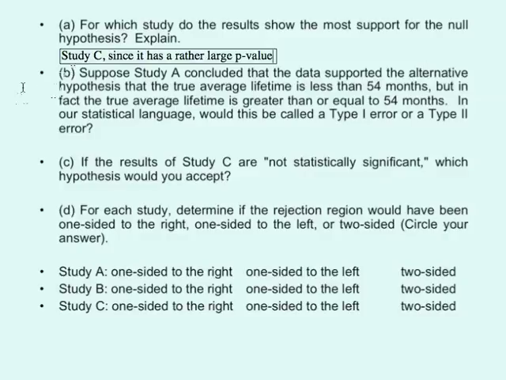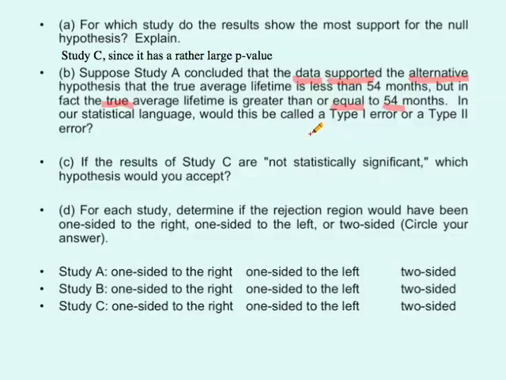What does Part B say? Well, in Part B, we say, suppose Study A concluded that the data supported the alternate hypothesis that the true average lifetime is less than 54 months. But in fact, the true average lifetime is greater than or equal to 54 months. So what did the data do? It supported the alternate, okay? So if it supported the alternate, that must have meant that we rejected the null hypotheses. But what they're telling us is that the truth here is really that the average lifetime was greater than or equal to 54 months, which was the null hypothesis, okay?